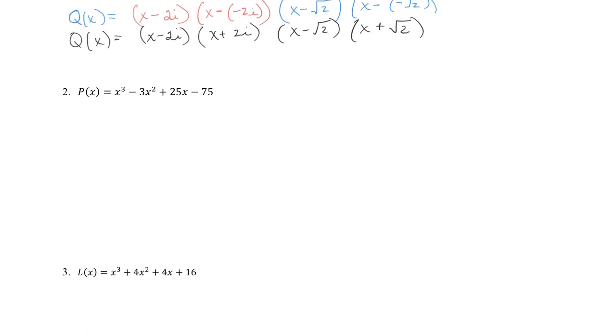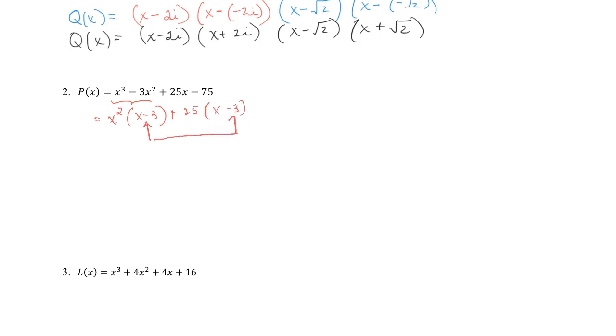So for the next one, p of x equals x cubed minus 3x squared plus 25x minus 75. So I've got 4 terms. Anytime you have 4 terms, you want to try to factor by grouping. And so you figure out what can I factor out of the first 2 terms, and then what can I factor out of the second 2 terms. So for the first 2 terms, x cubed minus 3x squared, I can factor out an x squared. That'll leave me with x minus 3. And then the second 2 terms, I can factor out a 25. That leaves me with x minus 3.